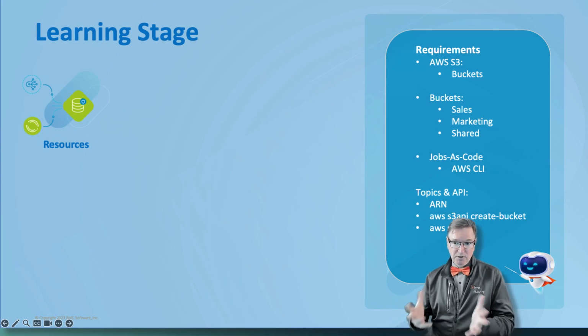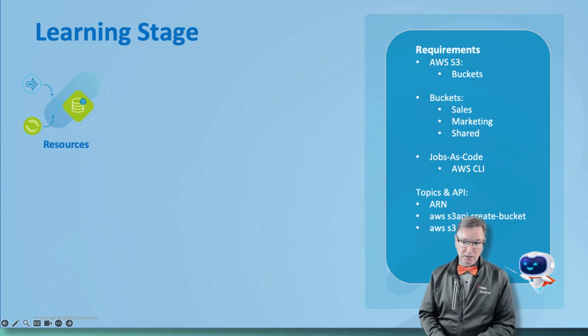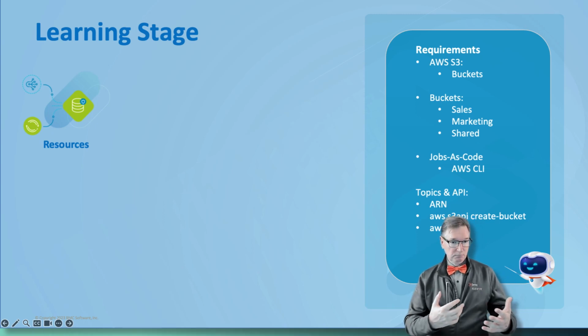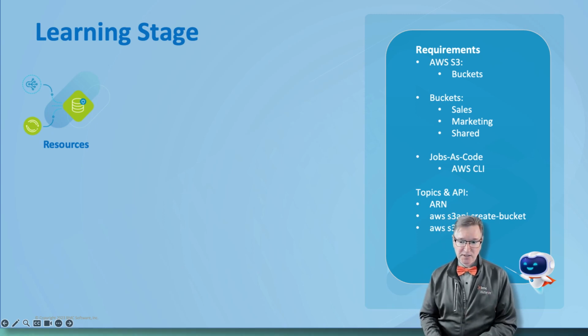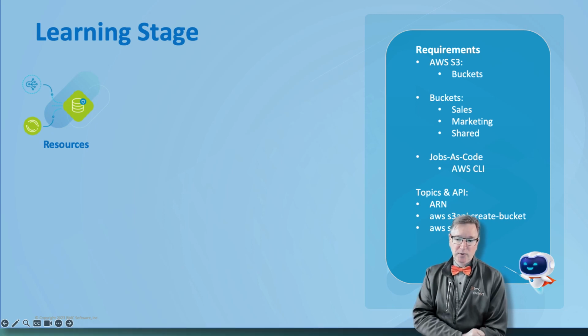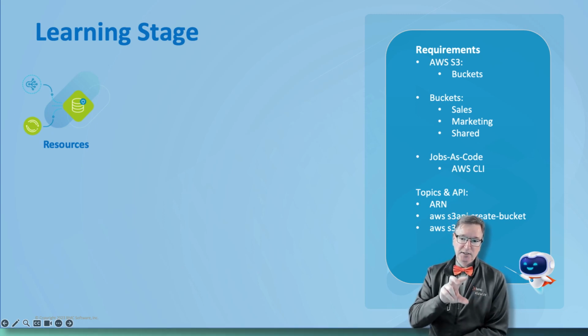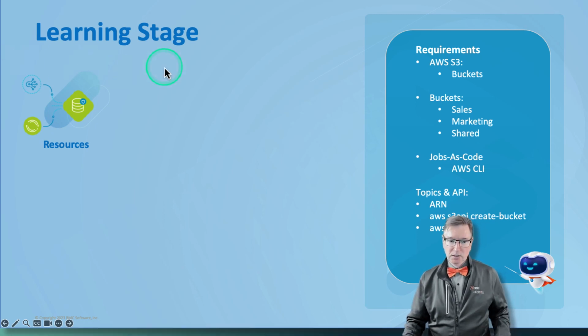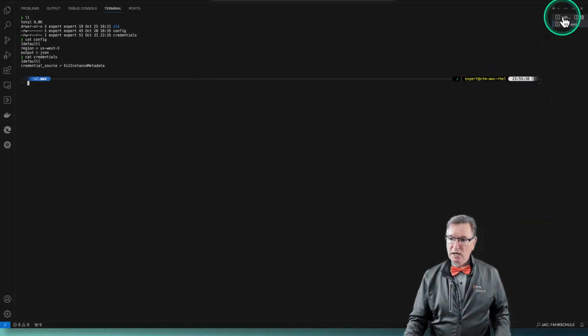So what do we need to have? Well, we need to create some buckets here for sales, marketing, and shared. And we're going to utilize the AWS CLI to do this. Of course, you can utilize the web interface as well. The key takeaways for this one are understanding the S3 ARNs and keeping track of this information. The APIs that we are going to utilize are the API to create a bucket and then, just for testing purposes, to check that everything is working fine, we're going to copy a file. So let's take a look at our live environment here.